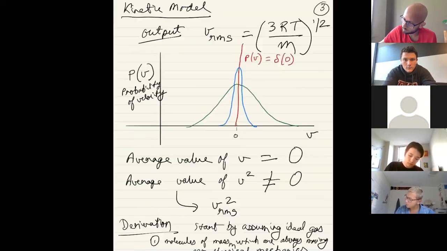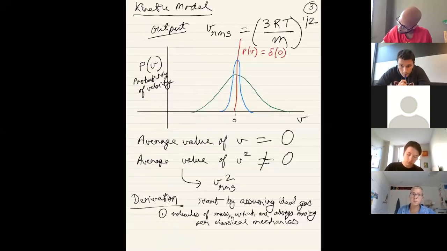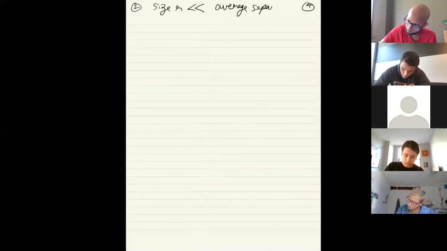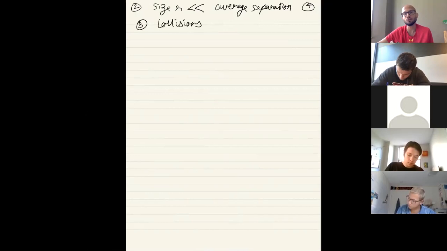Second key assumption, what's the page number? The second key assumption is that their size r is much smaller than the average separation. And the third key assumption is that the collisions are with the wall, remember they don't collide with each other because the density is so small, right? So if they collided with each other, things would change. And that leads to the virial equation of state and things like that, which we'll look at later.